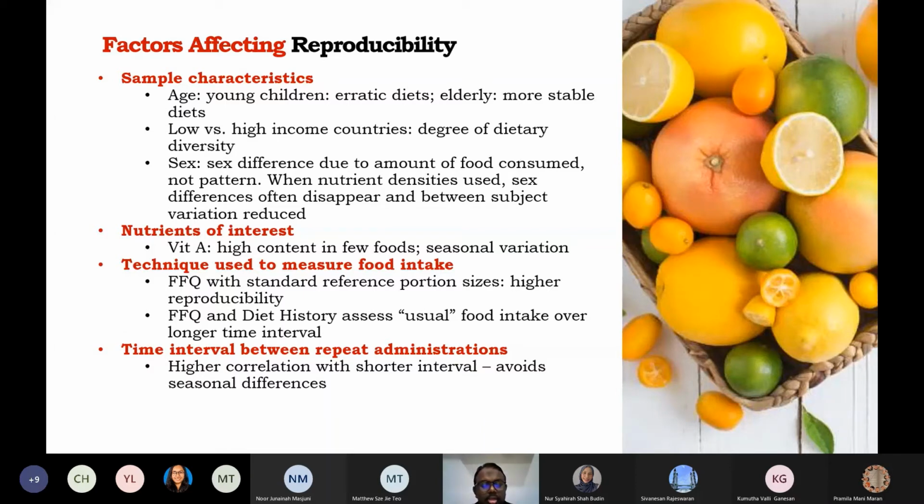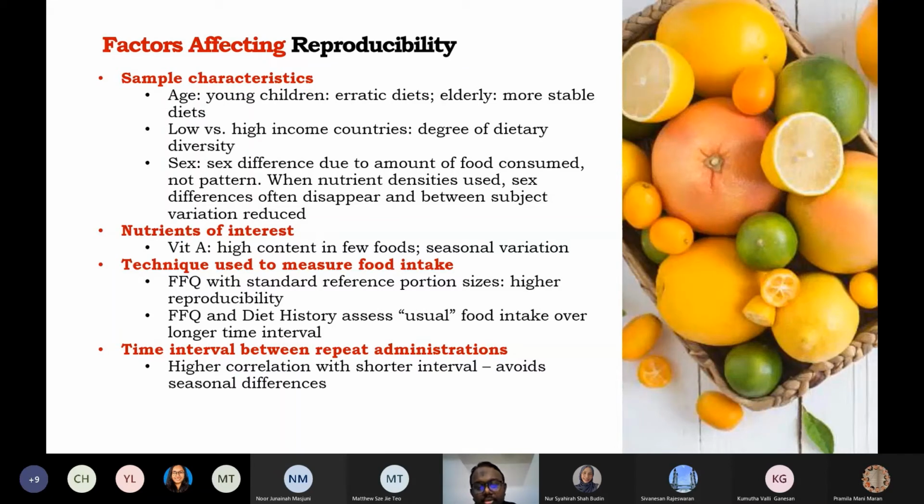Okay, so to correct this, we use nutrient densities so that the differences between sex might disappear and between subject variation will be reduced. Nutrient densities means, we know that females usually consume lower calories compared to males. So an example of nutrient density is, for 2000 calories, a male might consume 30 grams of fiber. But then a female only consumes 1500 calories, and then they might consume 25 grams of dietary fiber.